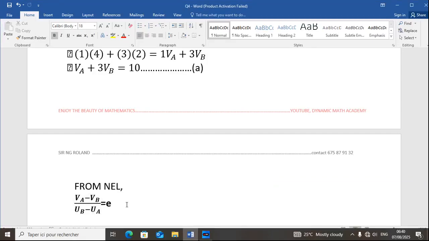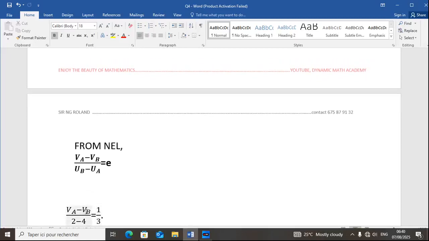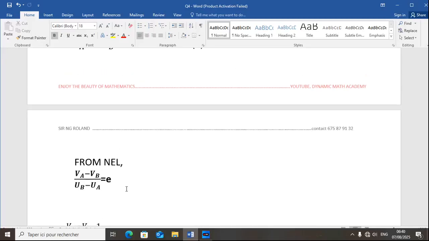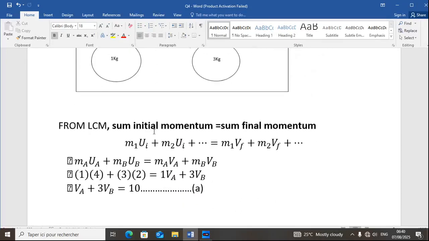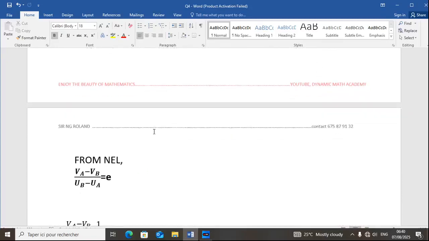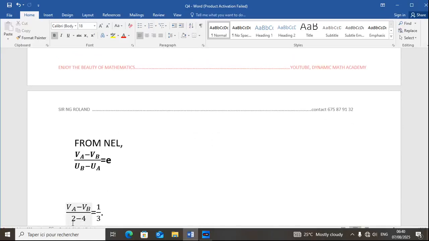Now, it will mean that VA minus VB divided by 2 minus 4. Remember, the initial velocity of B was given to be 2 meters per second, and the initial velocity of A was given to be 4 meters per second. So pay keen attention. Okay, so we have VA minus VB divided by 2 minus 4 is equal to 1/3. 1/3 is the coefficient of restitution. Now remember, the coefficient of restitution lies between 0 and 1. Perfect.